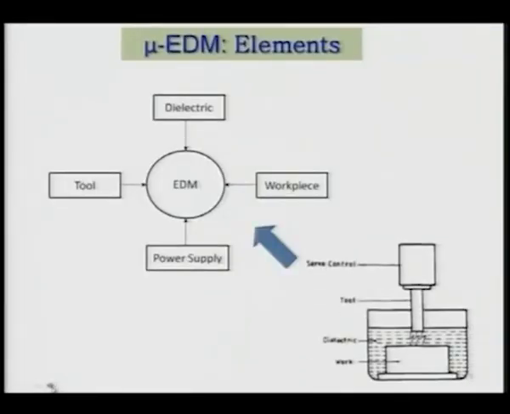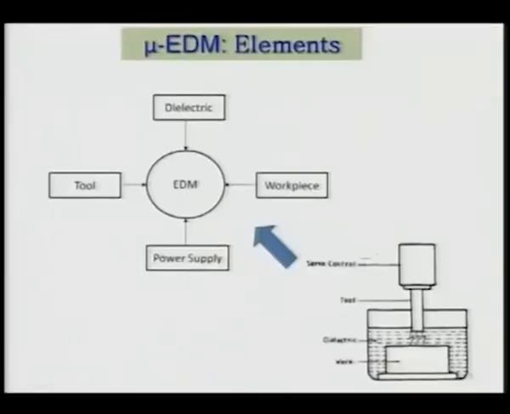The working principle is very simple, you can see clearly here. There is a servo control of the tool, then there is a tool, dielectric is there, workpiece is there, and the gap is filled with the help of the dielectric. When the potential gradient between the cathode and the anode, that is the tool and workpiece, is sufficient to break down the dielectric, then you get what is known as a spark. In this process we are not interested in the arc, we are always interested in the spark, so people call it electro spark machining.